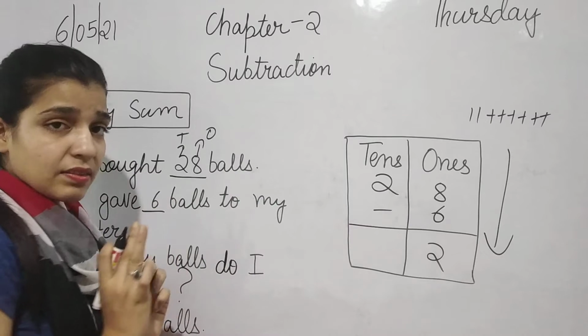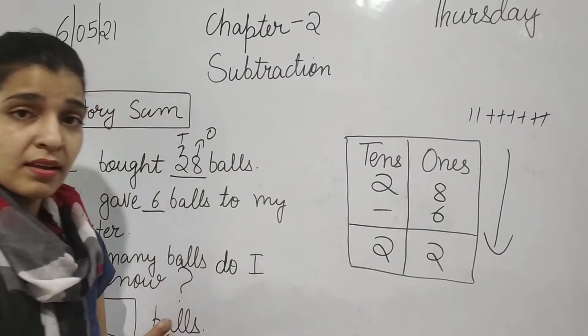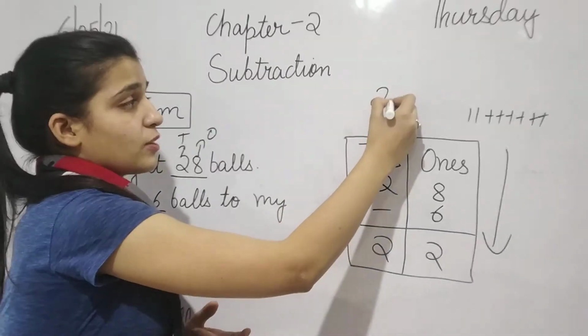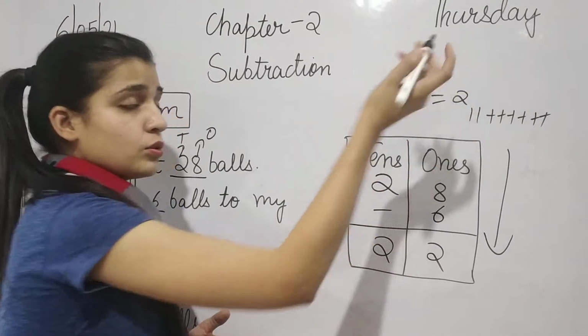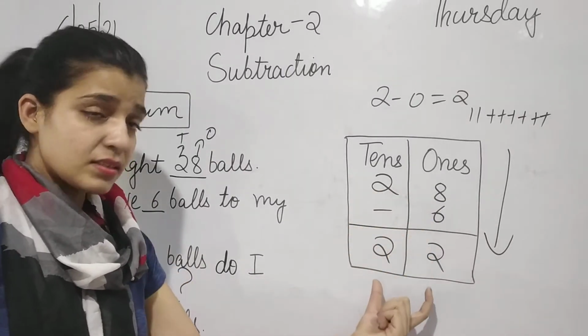So now there is nothing to subtract, right? There is nothing to subtract, so we can write 2 as it is. Why? Because we have subtracted what from 2? 2 minus 0 will be 2. So we can write that 28 minus 6 is 22.